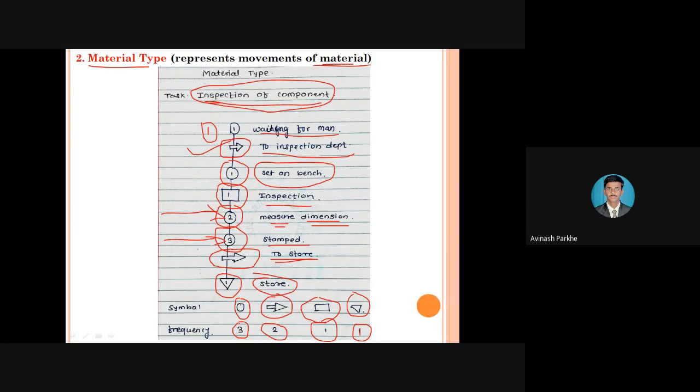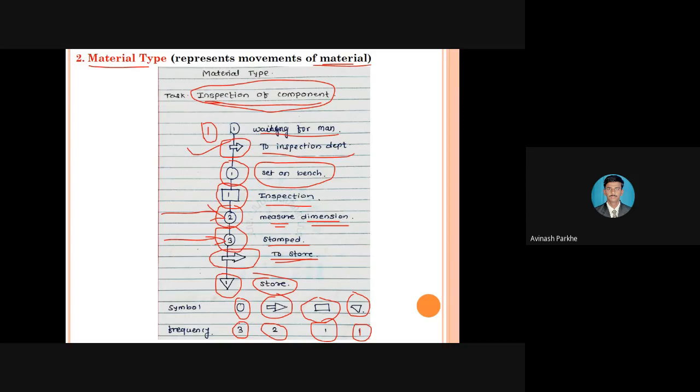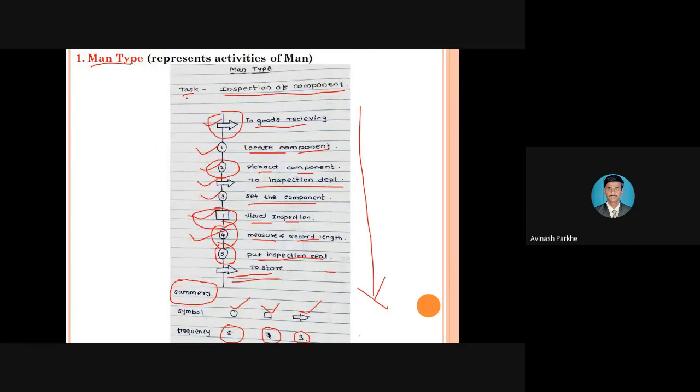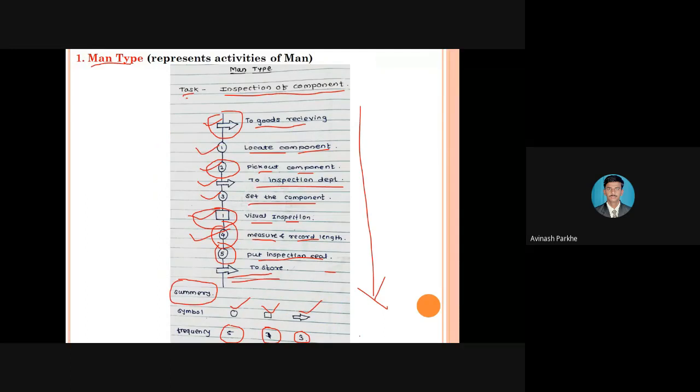Therefore, this chart is called a material type of flow process chart, in which it represents only movements of the material. So if I compare this man type of flow process chart and this material type of flow process chart, during inspection, in both the charts, the application is the same. What is the application? Inspection of the component. But during inspection, movements taking place by the man are represented by this chart number 1.